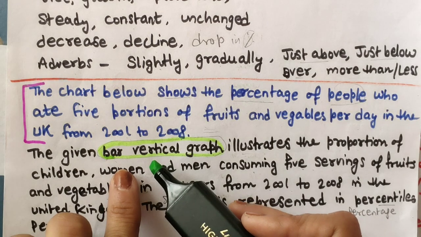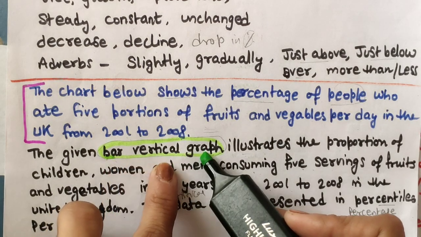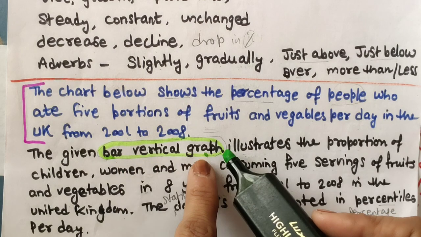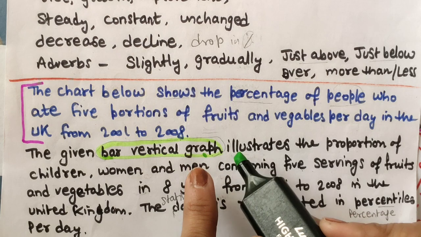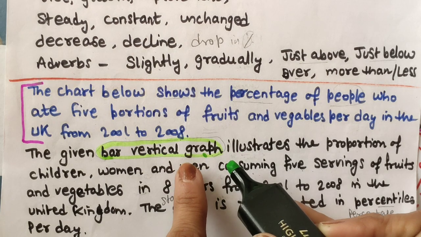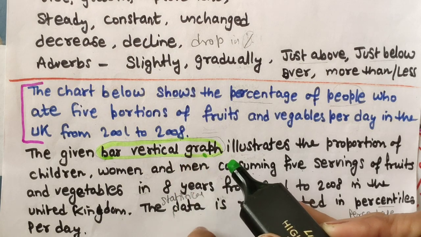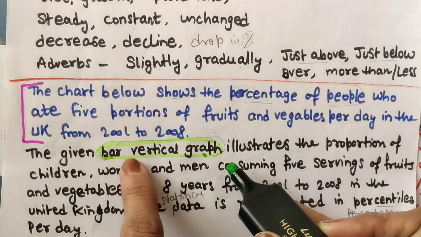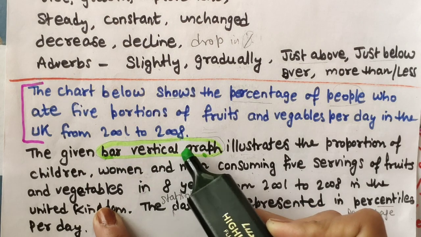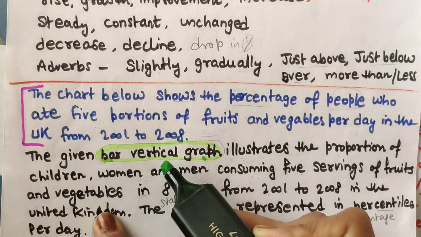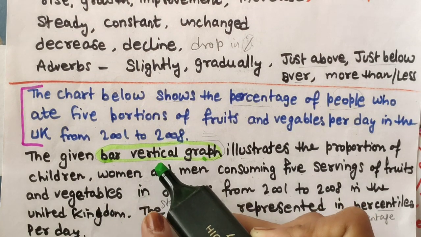So there is one mistake in these three words, "the given bar vertical graph." If you can recognize this mistake, please do comment and I will see. And definitely this is your grammar test also. The given bar vertical graph illustrates. So there is only one mistake here. Please note it down, try to find what the mistake is and text me.